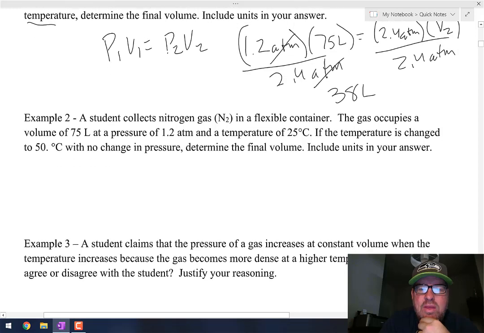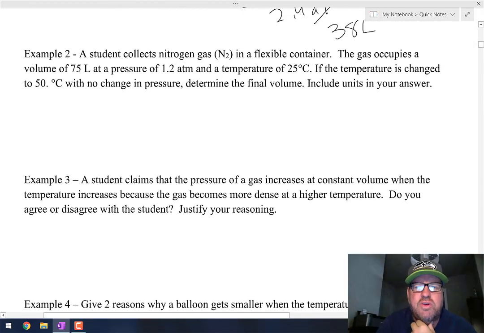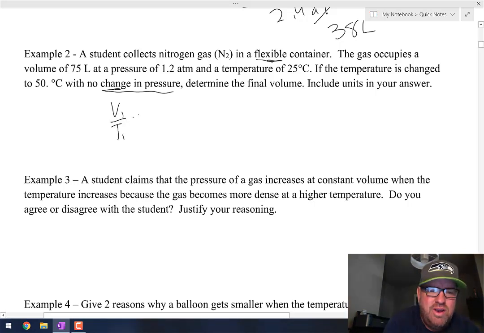Okay. Example 2, a student collects nitrogen gas in a flexible container. So it's flexible, that means the volume can change. Okay. No change in the pressure. So again, think of the combined gas law. Take out pressure, and you've got V1 over T1 equals V2 over T2.